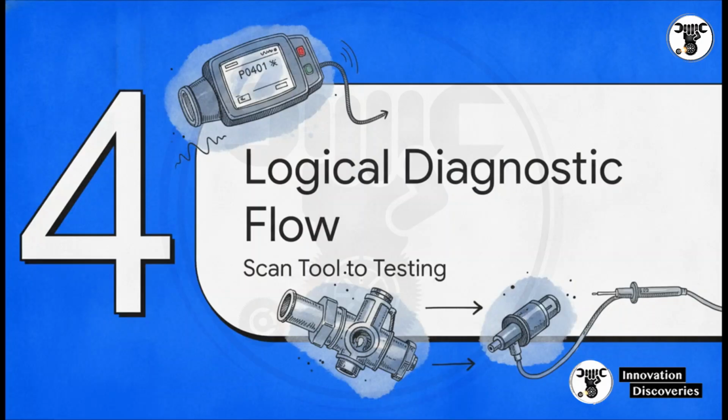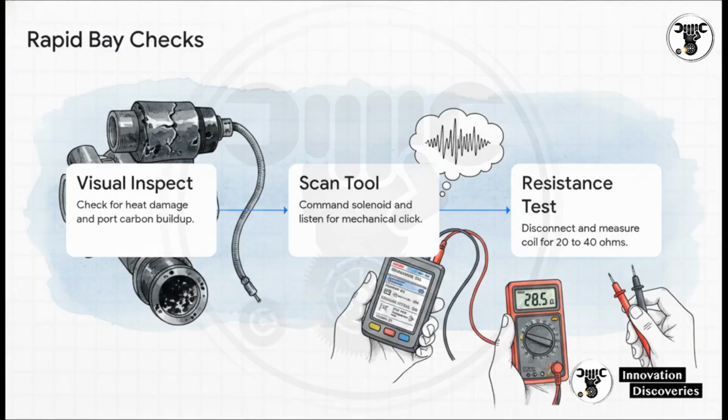Section 4. The logical diagnostic flow. Let's take it from the scan tool right out to physical testing. Okay, here are your first 3 rapid-fire bay checks. Number 1. Visual inspection. Look really closely at the external nylon housing for any environmental heat damage or melting from exhaust components, and definitely check those vacuum ports for carbon buildup.